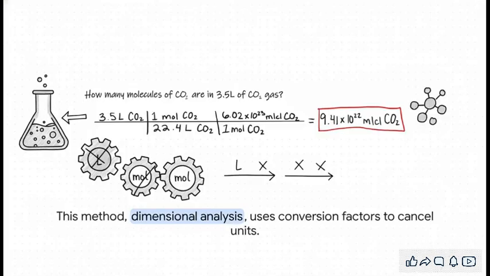What you're seeing here is a technique called dimensional analysis, and honestly, it's brilliant. We start with what we know, 3.5 liters. Then we multiply by a conversion factor to change the liters into moles. See how the liters unit on top cancels out the one on the bottom? Perfect. Next, we use Avogadro's number to go from moles to molecules. And again, moles cancels out. All we're left with is the unit we wanted all along, molecules. It's like the units guide you straight to the answer.